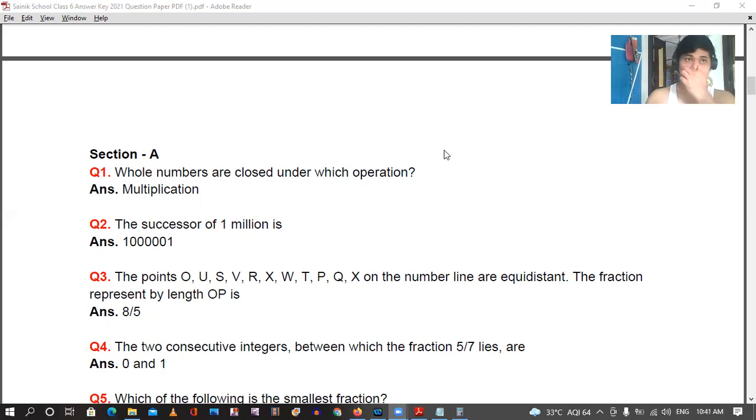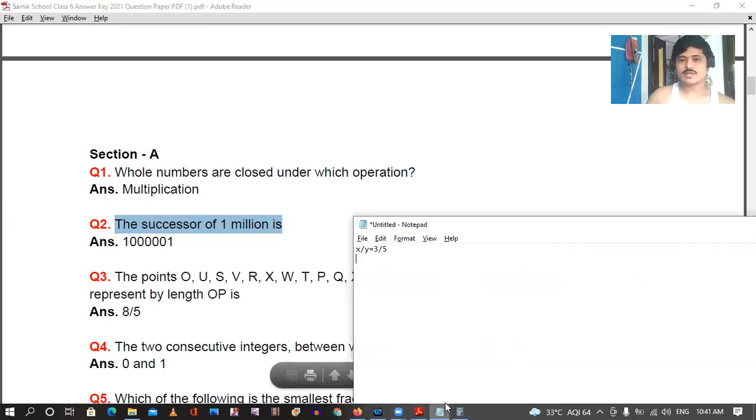So that needs to be taken care of. Next, the successor of 1 million. Usually, Indian students are not so familiar with million, or the US way of defining the number system, unless they are of the ICSE board. Let me try to help you with this.